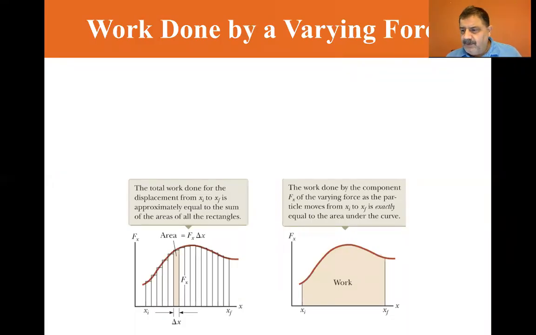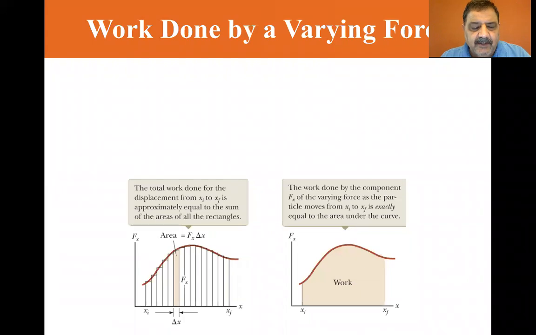Okay, we're moving on to section 7.4, work done by a varying force. We consider a particle displaced along the x-axis under the action of a force that varies with position, as shown in the figure on the left here. We can't use our work equation because it applies only when the force is constant in magnitude and direction.